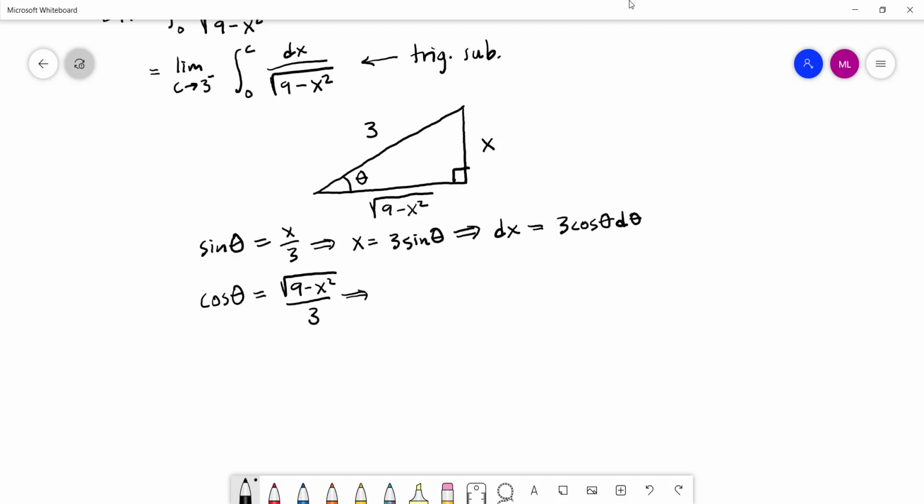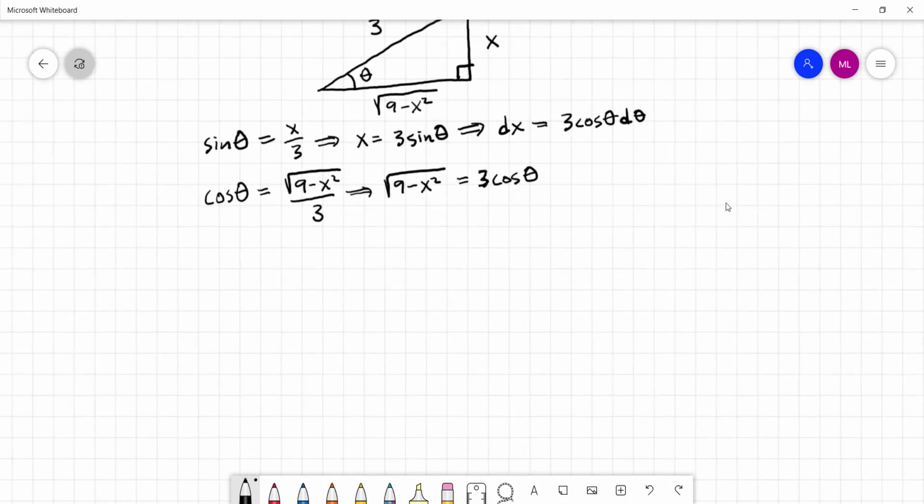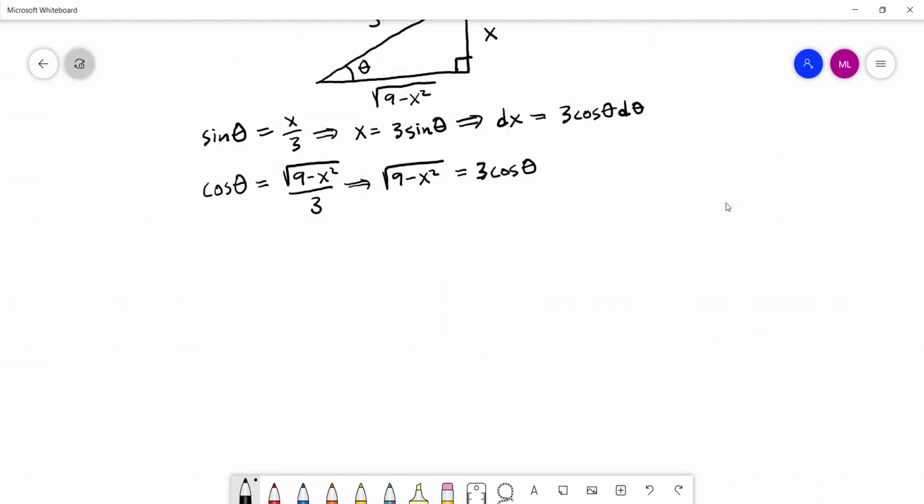And that implies that in this case, the square root of 9 minus x squared, which shows up in that integrand, is going to be equal to 3 cosine of theta. And I just need to put this in the denominator. I could have done it as a secant instead with the 3 on top and the square root on the bottom, and then I would have just been multiplying by a secant instead of dividing by a cosine. So again, six of one, half a dozen of the other. Pick your poison.